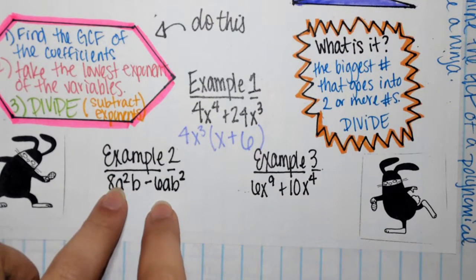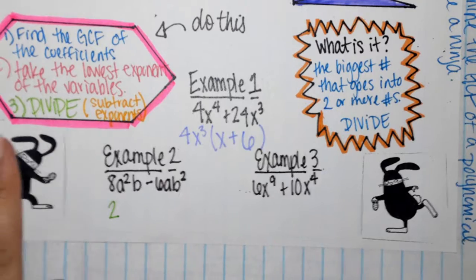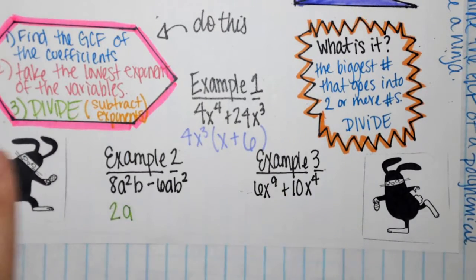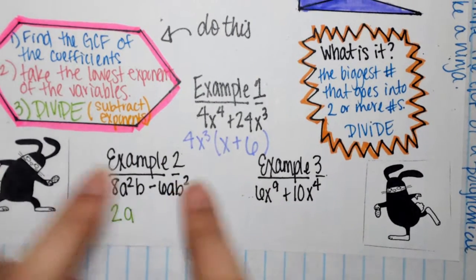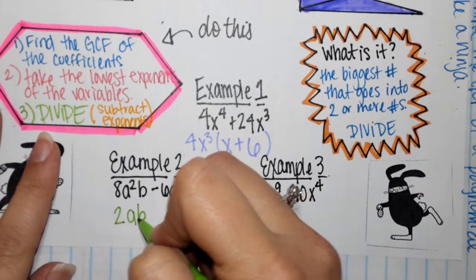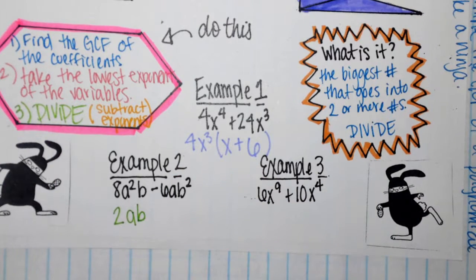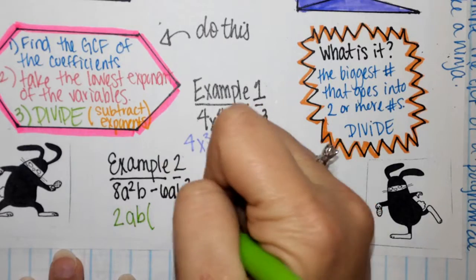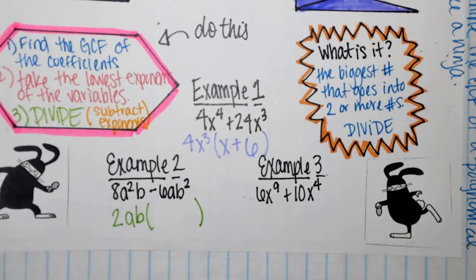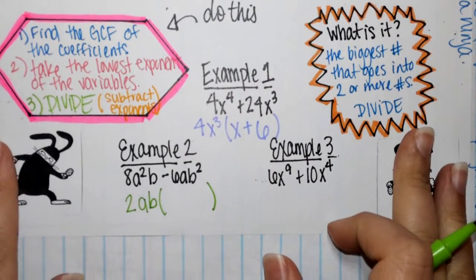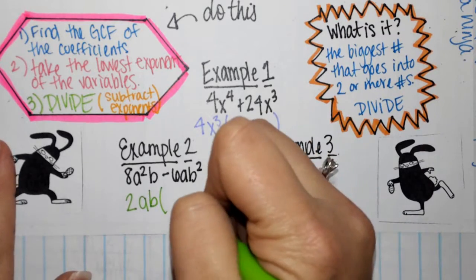So let's look at our A. What's smaller, 2 or 1? It's just A, 1 is smaller. And then with B, what's smaller, 2 or 1? So you just take B. So it'd be 2AB in parentheses, and then we factor it out. 2AB. Now, are we going to have a minus inside this time or a plus? A minus, because there's a minus in the problem.